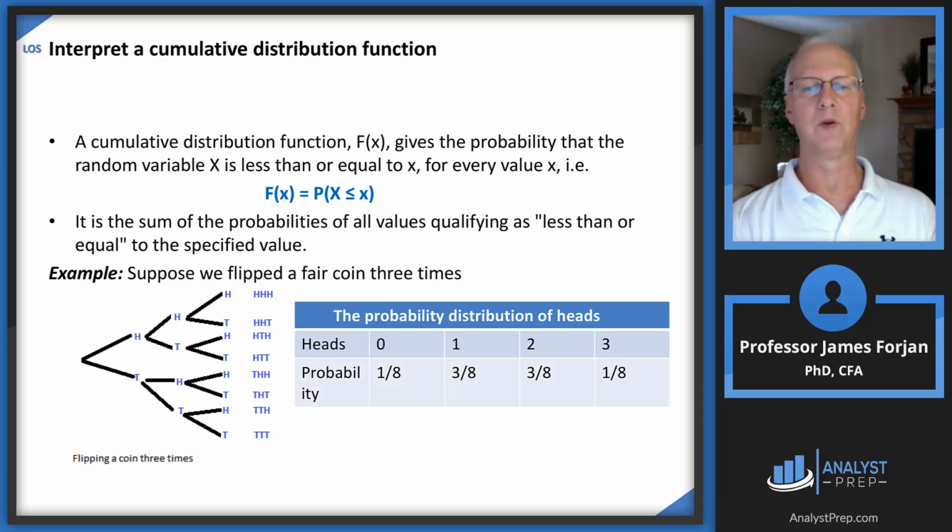Quick example here. Let's suppose we flip a coin 3 times. Notice the slide says a fair coin. I imagine there are unfair coins out there. And so what can happen? Go to the far right column of the tree and you'll see at the top 3 H's, so that's 3 heads, and at the bottom you'll see 3 T's, so that's 3 tails.